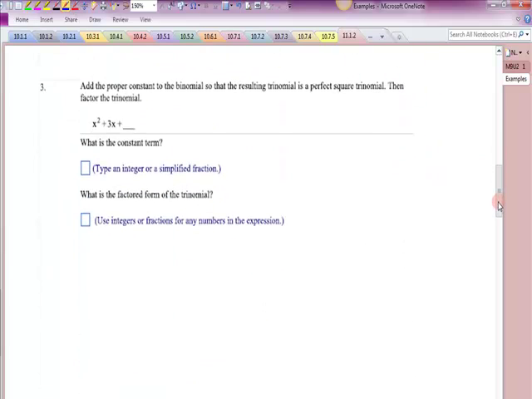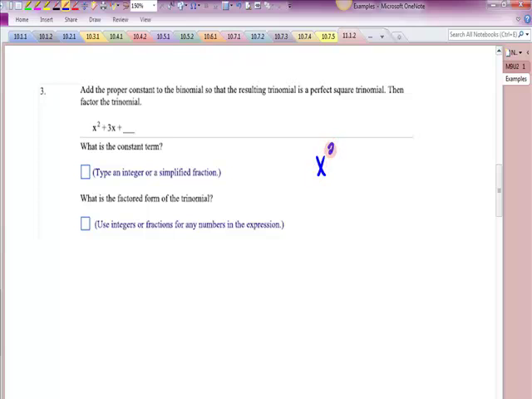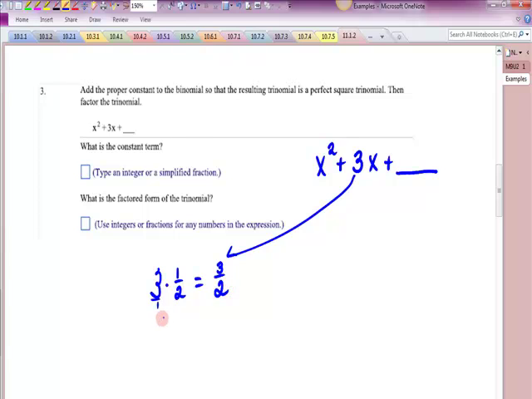Let's look at number 3. I have x squared plus 3x plus some blank makes a perfect square trinomial. Take the 3, take half of it. This one's not even, so it's just going to become 3 over 2. Don't use decimals, do fractions. Then we're going to take 3 over 2 and square it. Square the top for 9, square the bottom for 4. 9/4 is the constant that turns that into a perfect square trinomial.